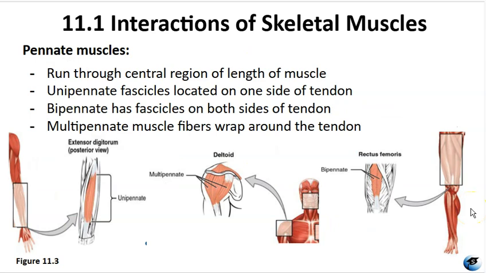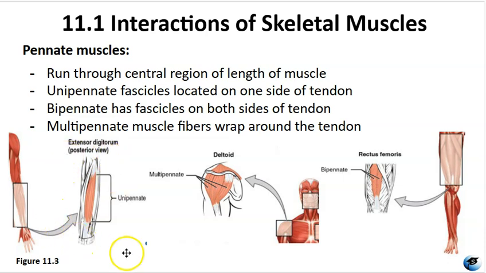Pinnate muscles have fascicles that run through a central region along the length of the muscle. In unipennate muscles, the fascicles are arranged only on one side of the tendon, whereas bipennate muscles have fascicles located on both sides of a tendon. And this creates a symmetrical structure. In multipennate muscles, the muscle fibers branch out and wrap around the tendon from multiple directions, allowing for greater force production.